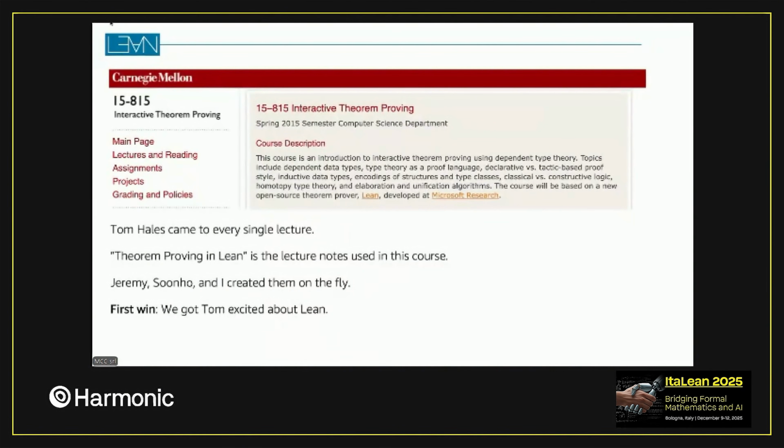I think the first win for us is the fact that Tom Hales came to this course, to every single lecture. Tom Hales, a famous mathematician, who proved the Kepler conjecture, came to every single lecture. And Soonho, Jeremy, and I were creating the content on the fly. We would teach a lecture, we would immediately start preparing the next one. And Soonho was making sure that the whole system would work, and the students were coming. It was a great outcome because Tom got excited about Lean.